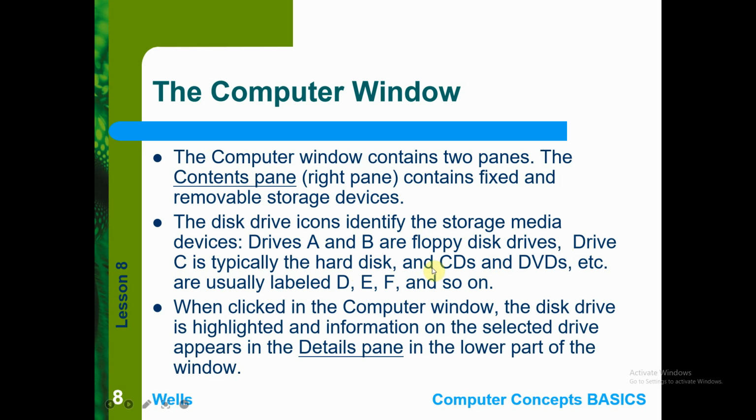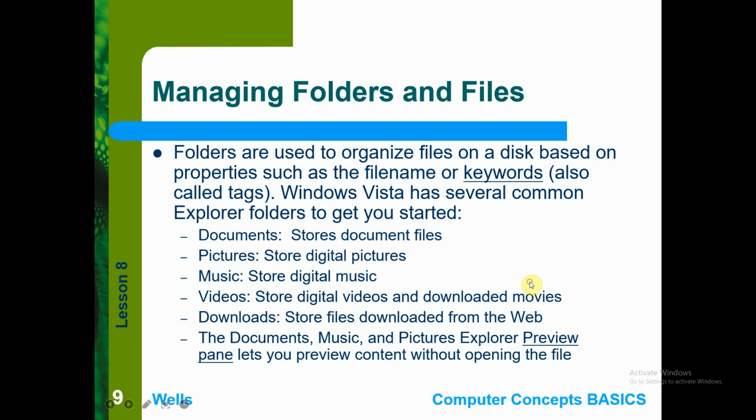And also for the CDs and DVDs, they are labeled as D, E, F, and so forth. And when I click on the computer window, this drive is highlighted and the information on the selected drive appears in a details pane in the lower part of the window. Either in the lower part or also appears as a mouse over type of a box with a description or short detail about that certain drive or computer folder drive.